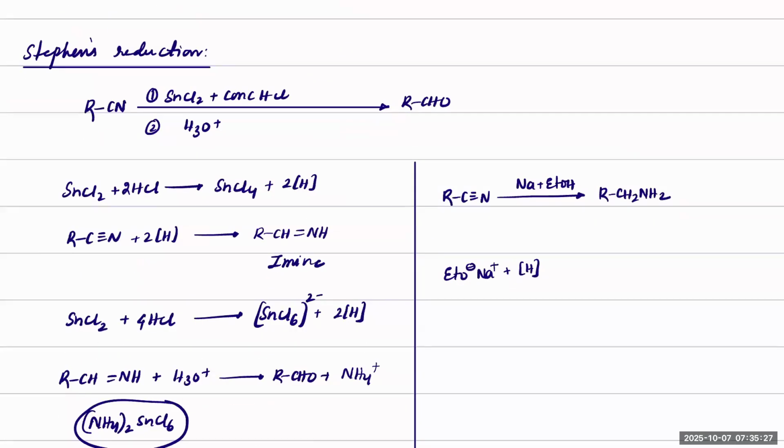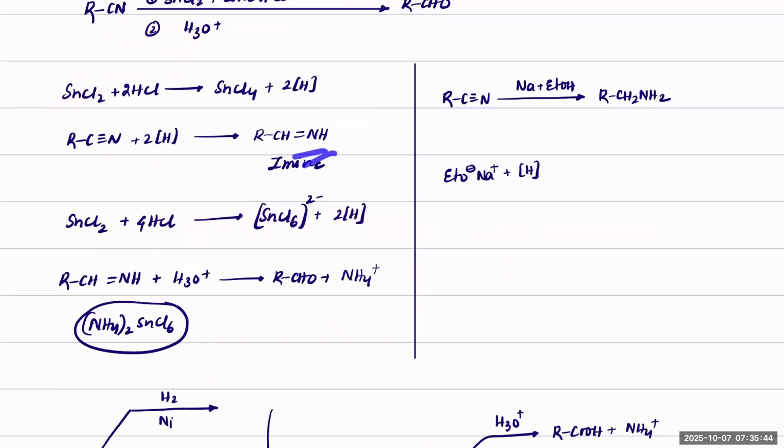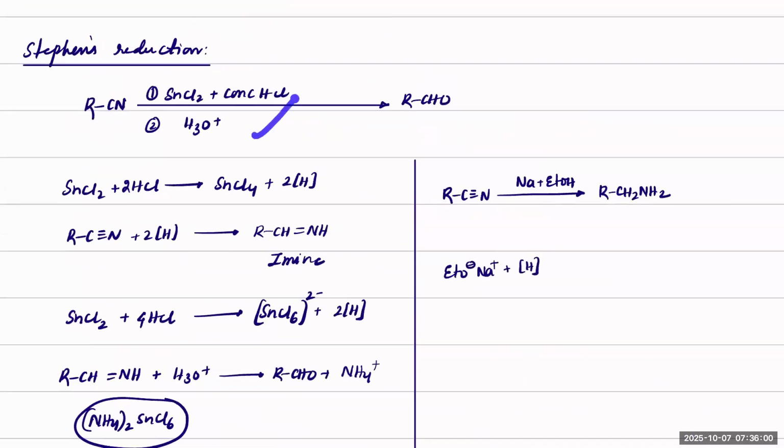Stephens reduction. When you have cyanide and react with SnCl2 and concentrated HCl, it will give you aldehyde. Basically, tin chloride with HCl will form SnCl4 and cyanide will undergo reduction to form imines. SnCl2 plus 4HCl will give you this part, releasing two nascent hydrogens. Imines on hydrolysis will break this bond and convert into aldehyde. So for aldehyde preparation, this is best used.